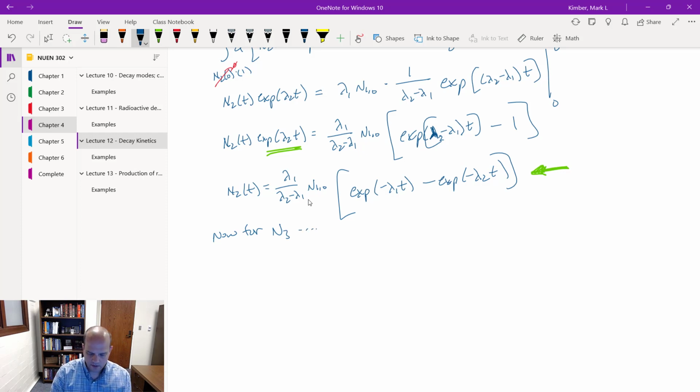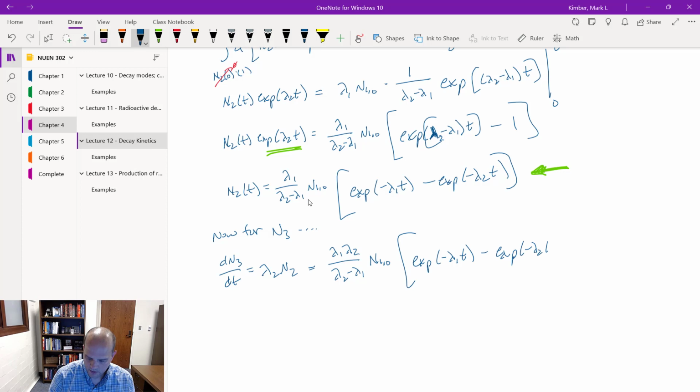For n3, then we've got dn3 dt. In this case, we didn't have any sink. This is the stable daughter, and so I've got nothing here but a positive lambda 2 n2. And I have an expression for n2, which is up here. And so this just becomes lambda 1 lambda 2 over lambda 2 minus lambda 1 times the exponential of negative lambda 1t minus the exponential of negative lambda 2t.